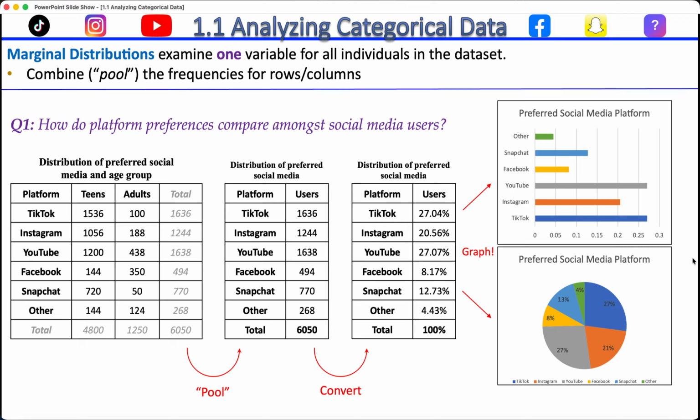And that's the entire point of a graph. If we can look at it and make deductions about the data just by a quick glance, then we've made a successful graph. Things in the last video did not successfully do that. So question 1, answered. How do platform preferences compare among social media users? Now we have a good idea.